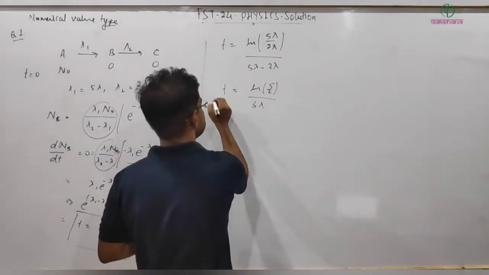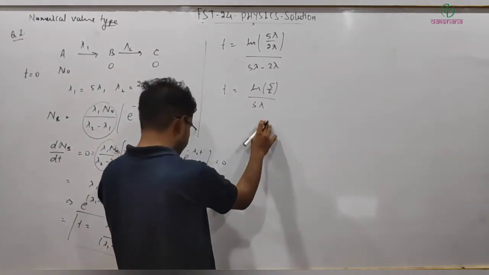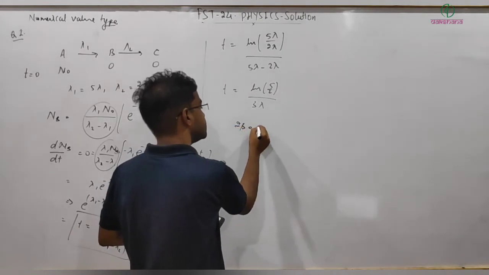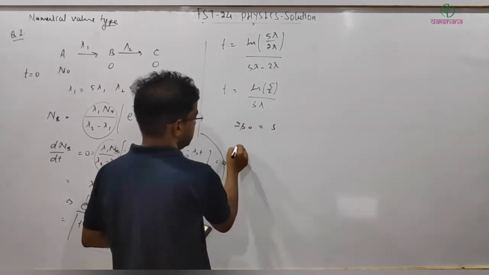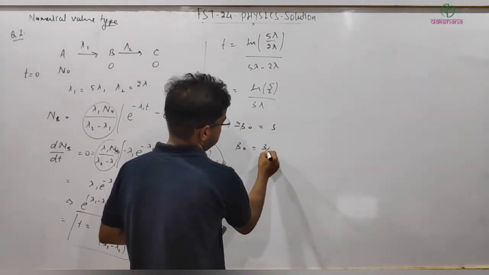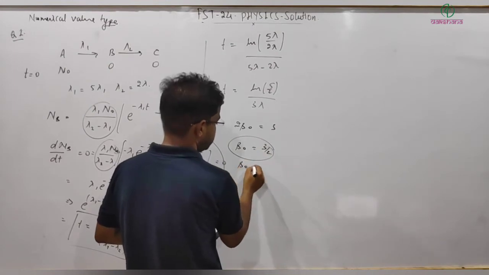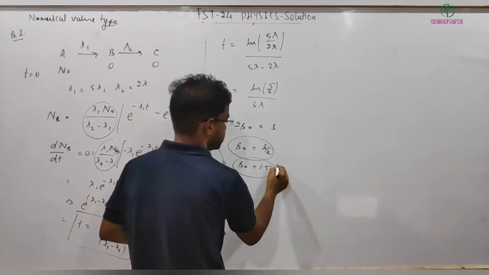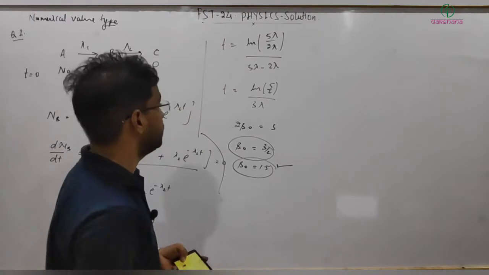So this implies 2 b naught is equal to 3. This implies b naught is equal to 3 by 2. So b naught is equal to 1.5. This is the answer for question number 1.